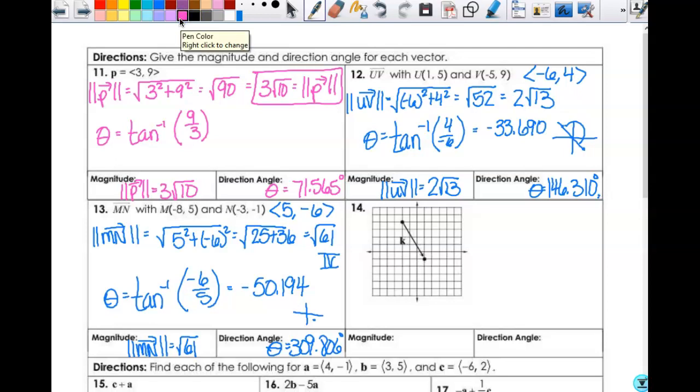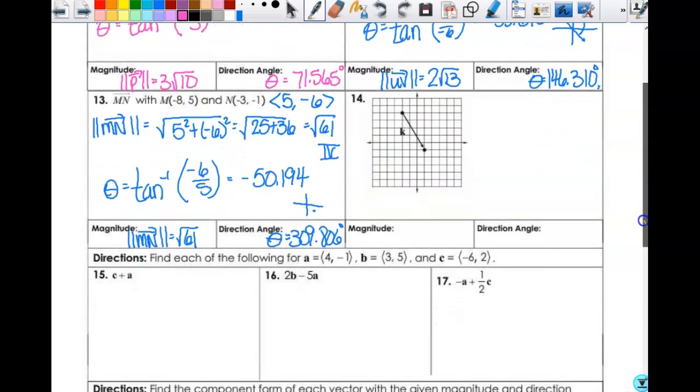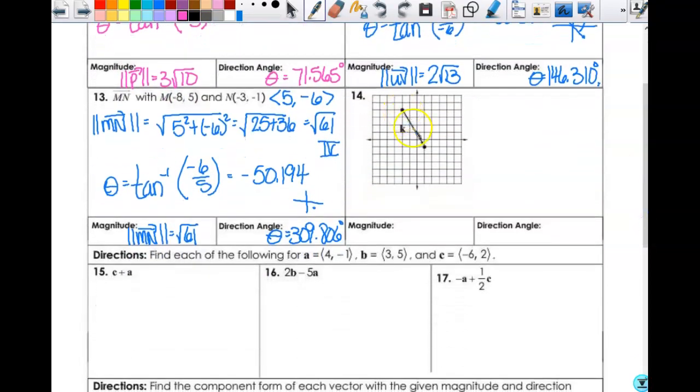Alrighty, so let's look at 14. Since 14 is already drawn for me, I can see that it's pointing towards the 4th quadrant, so it's going to be a 4th quadrant angle that I need. I need the component form, so to get from here to here, I'd go to the right 3 and down 1, 2, 3, 4, 5. So this is 3, -5. Okay, sorry, I got interrupted, so I don't know what the last thing I said was. But we got this in the component form.